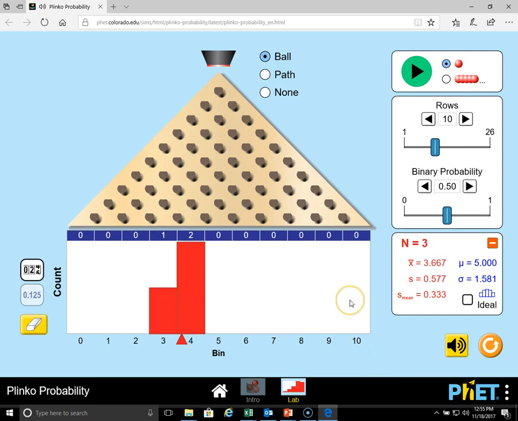Now that one was a 3. Now we've gotten something other than a 4. We have a 3 and two 4s, the average of which is 3.667, and the standard deviation. All of your summary statistics for the sample are given right here. The stuff in blue over here, that's the population from which we're sampling. It is a known population with a population mean mu of 5. So let's do one more.